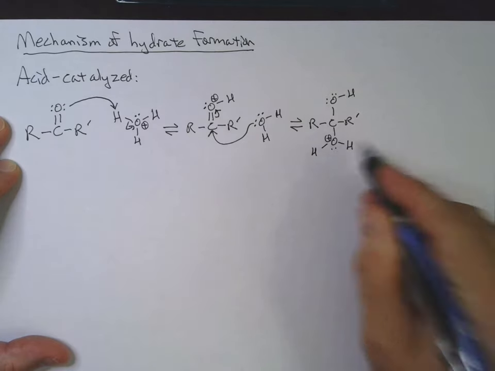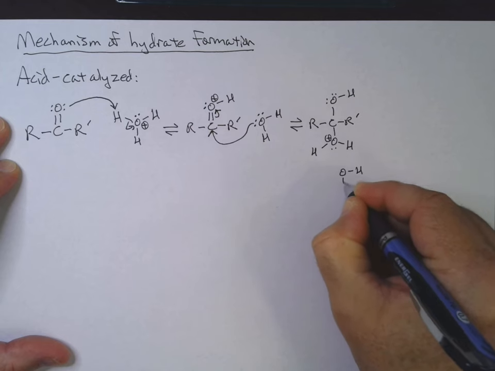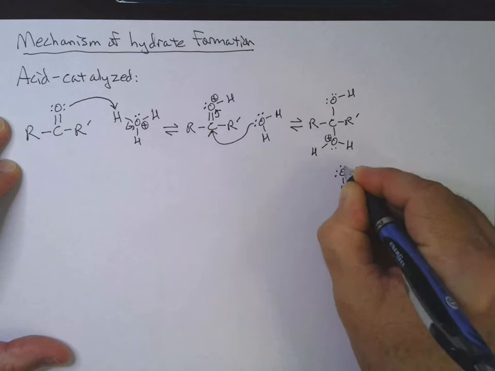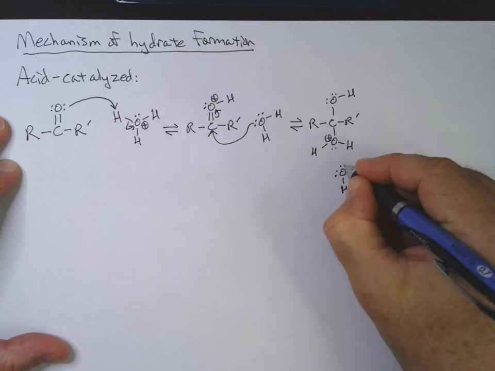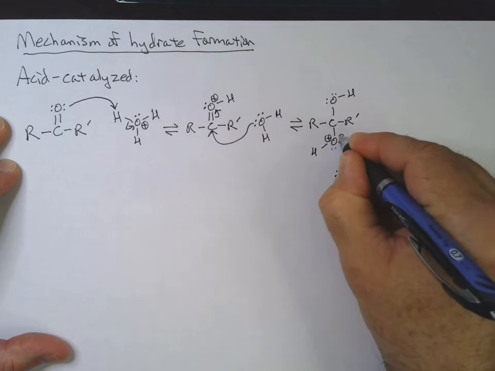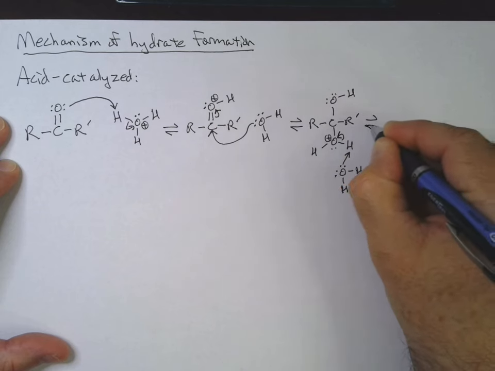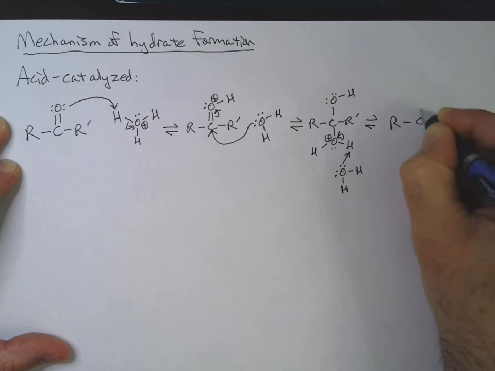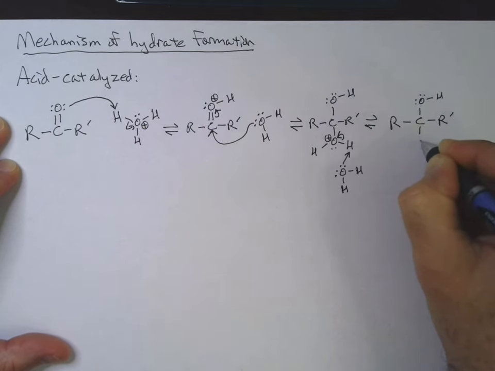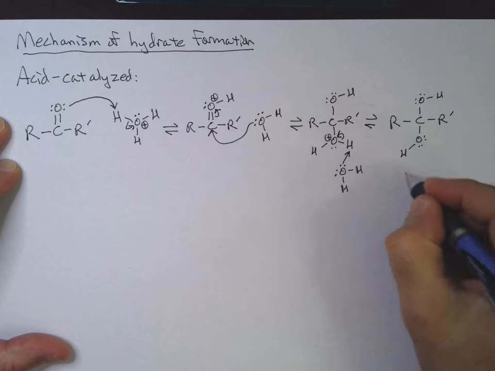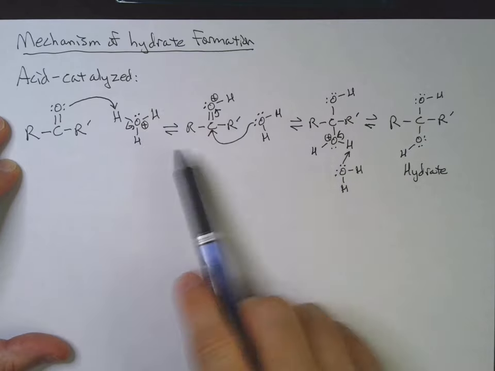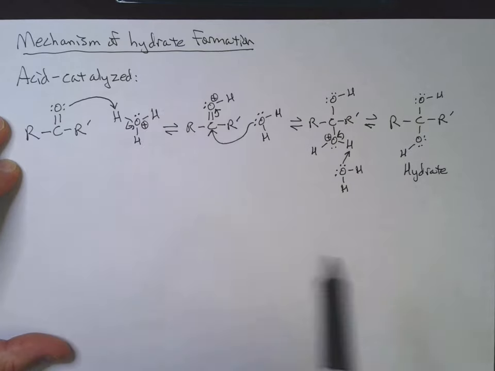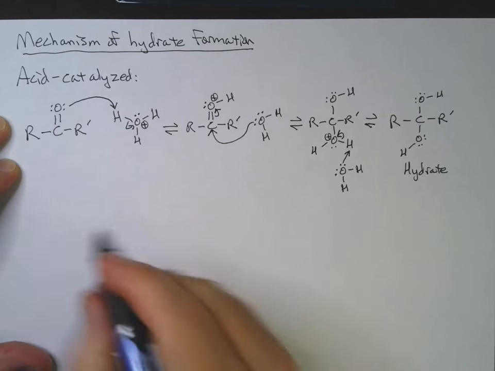Now we need to lastly remove a proton here. So we could have another molecule of water present. How do I know I can have that? Well, H3O plus is aqueous acid, so it's protons in water. So I've got plenty of water. That's my solvent. We'll go ahead and deprotonate, and that will give us now R, C, R prime, OH, OH, lone pair, and there's our hydrate. So we have some proton transfers on either side of our nucleophilic addition. The base catalyzed mechanism is similar.